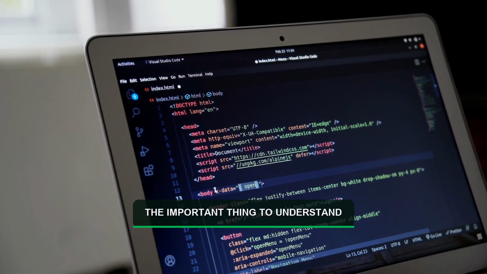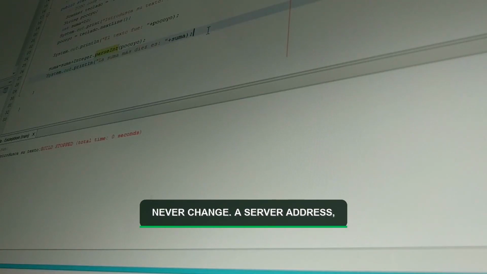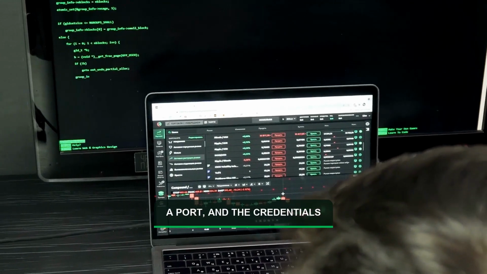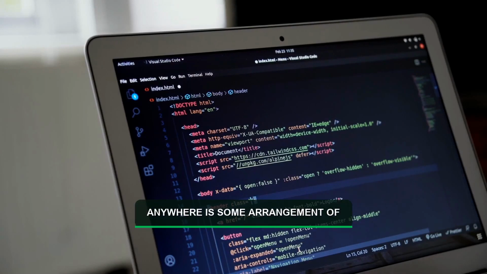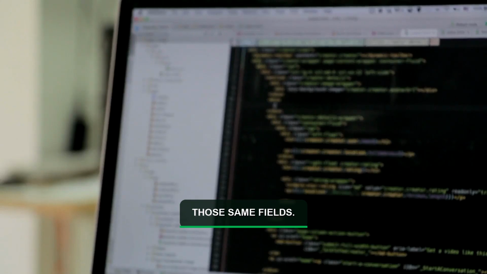The important thing to understand is that the four pieces never change. A server address, a port, and the credentials that prove the connection is yours. Every proxy you ever enter anywhere is some arrangement of those same fields.